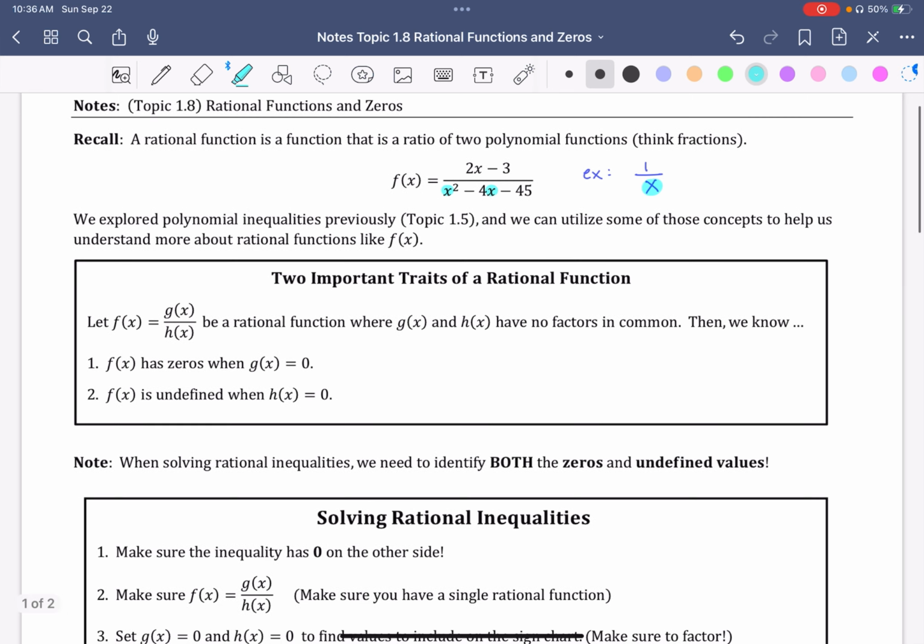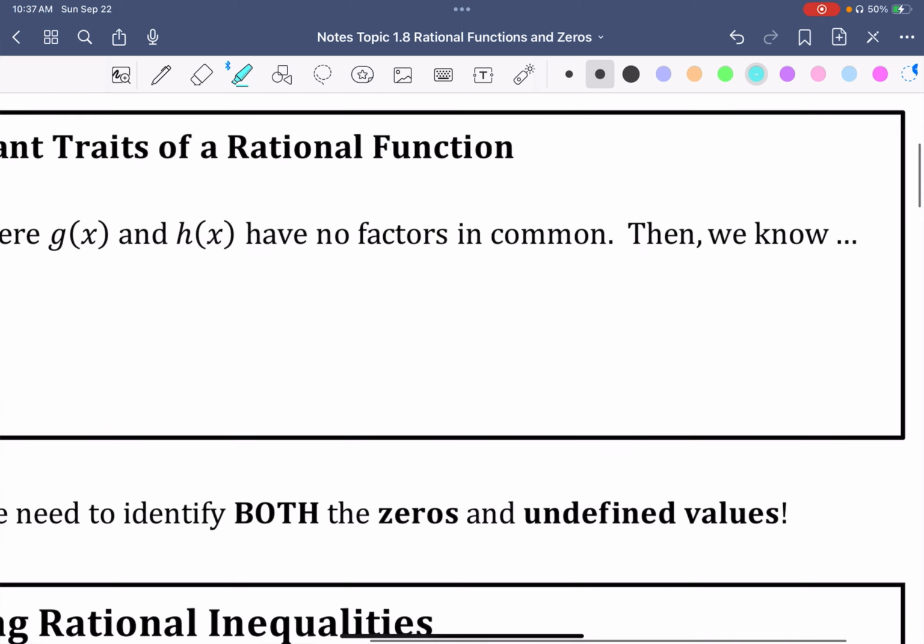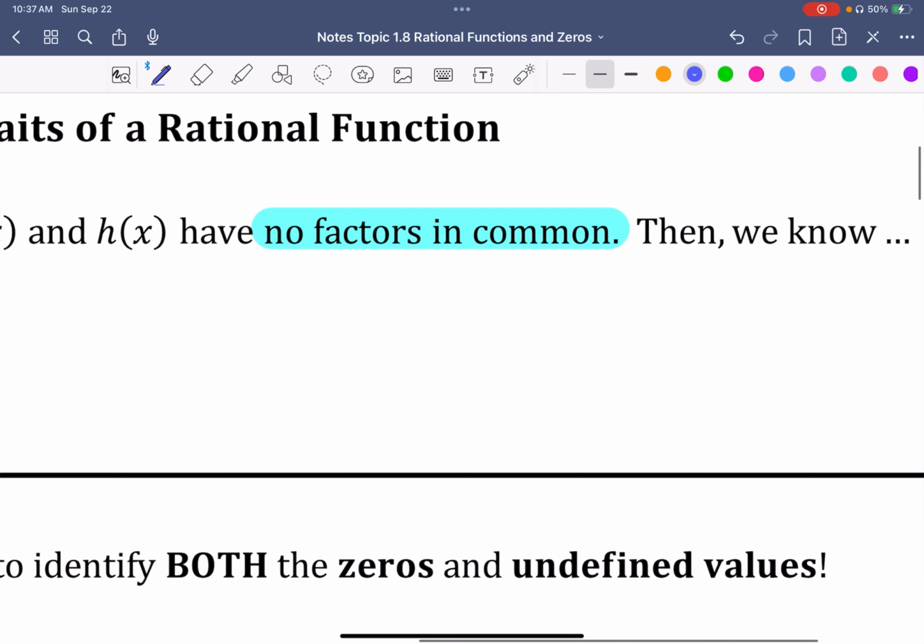Two important traits of a rational function. Let f of x equal g of x divided by h of x be a rational function where g of x and h of x have no factors in common. I'm going to zoom into this part right here. No factors in common. You might have learned this in Algebra 2, but if there are factors in common, then they're going to cancel out. So common factors cancel out, and they create holes.